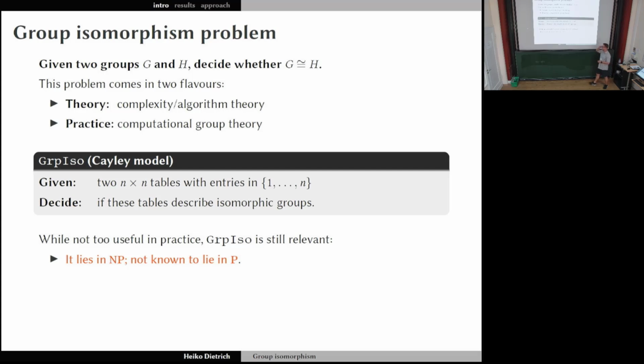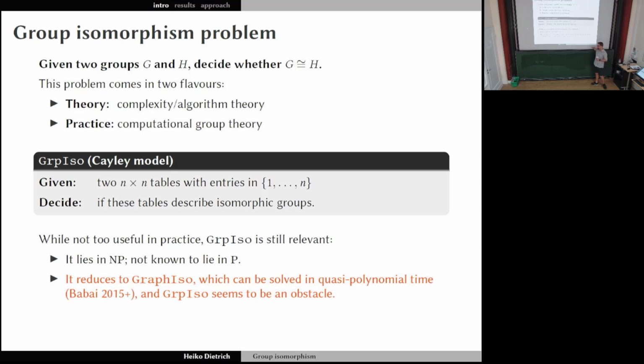Firstly, it's clearly in the class NP. You can readily verify whether you have an isomorphism if someone presents it to you. It's not known to lie in the class P, so it's a good candidate for an NP intermediate problem. Secondly, it reduces to graph isomorphism, and there has been some recent progress. A new quasi-polynomial time algorithm by Babai, 2015 and the following years. And it turns out group isomorphism has in general the same complexity bound, so it seems to be an obstacle for improving graph isomorphism.